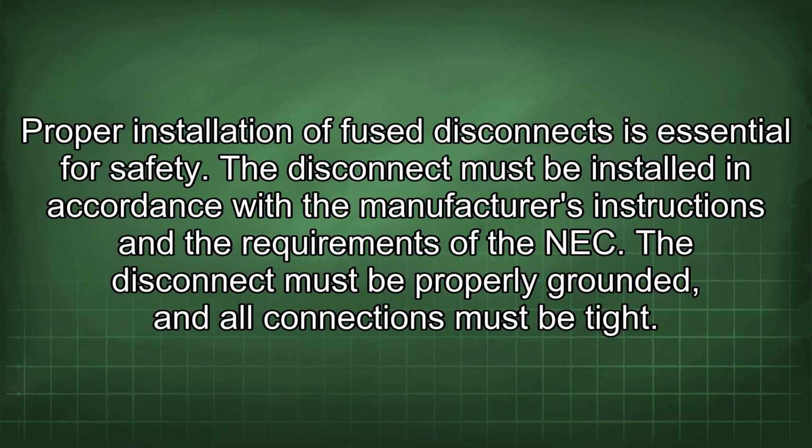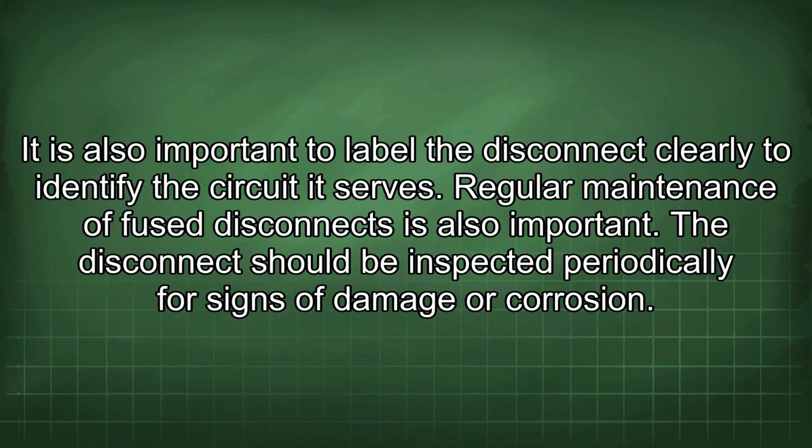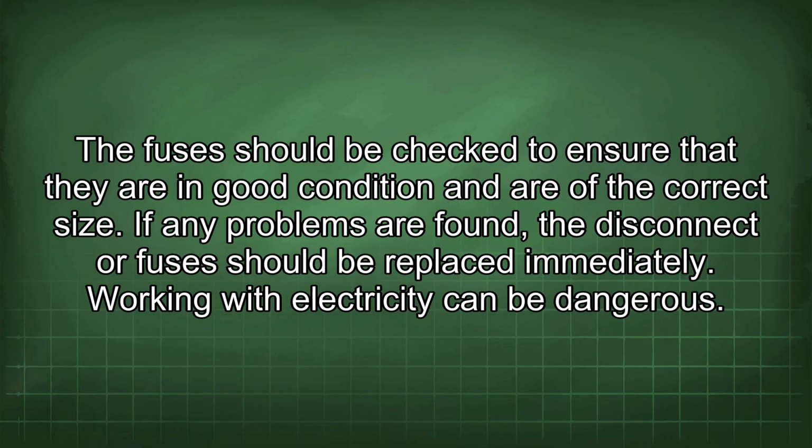The disconnect must be properly grounded, and all connections must be tight. It is also important to label the disconnect clearly to identify the circuit it serves. Regular maintenance of fuse disconnects is also important. The disconnect should be inspected periodically for signs of damage or corrosion. The fuses should be checked to ensure that they are in good condition and are of the correct size. If any problems are found, the disconnect or fuses should be replaced immediately.